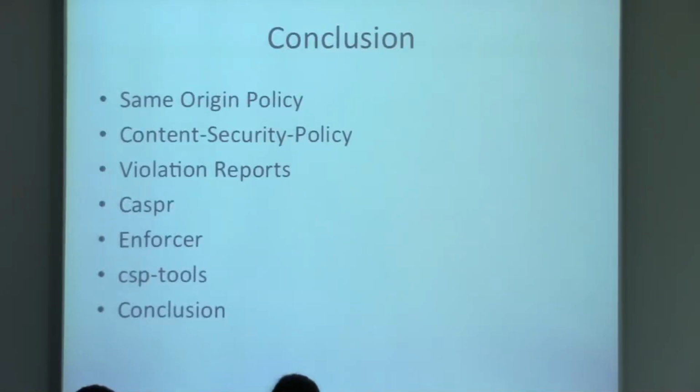That's it. Today we talked about single origin policy, content security policy, how it generates reports so you know what's wrong. We talked about the two tools, Caspr and Enforcer, and the new collection of tools that is coming out. It is out, but you don't see it right now, called CSP tools. So that wraps up the presentation. Are there any questions?